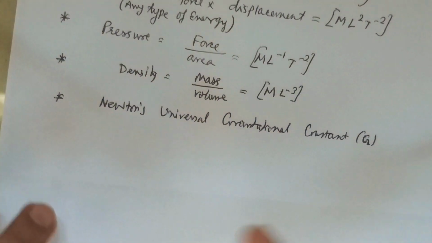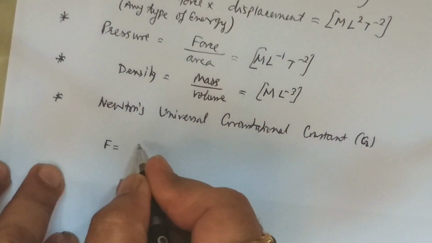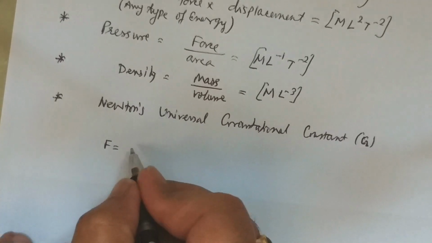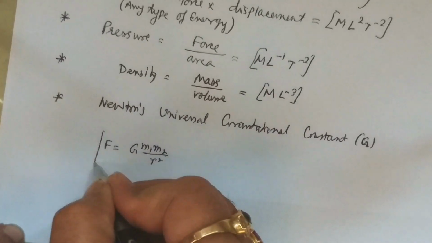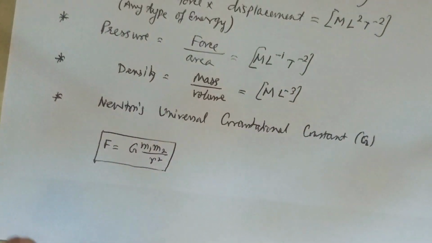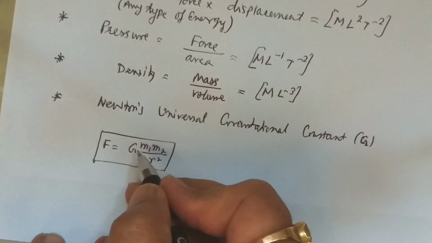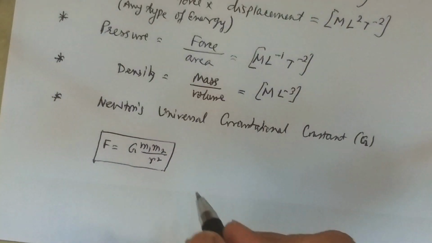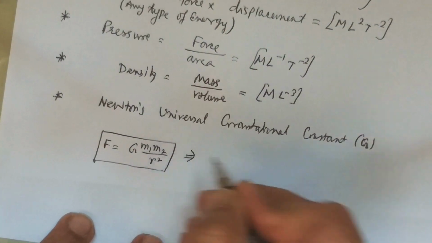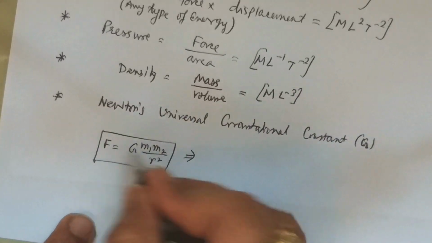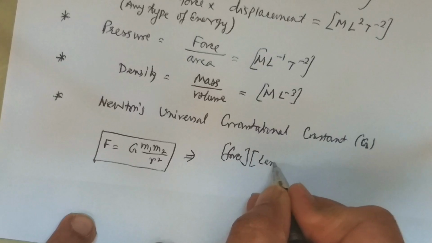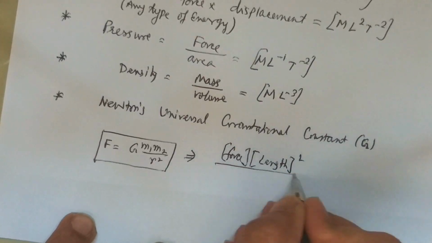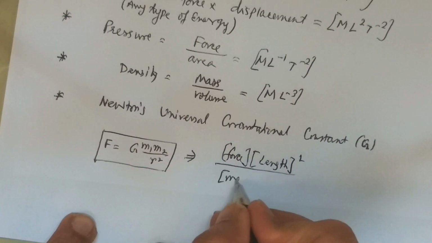So what is this? See, the force between any two particles of masses m1 and m2 is given by G m1 m2 divided by r square. So in this universe, this is a universal law. So this capital G is basically called the universal gravitational constant. So how much should it be? It will be equal to force into distance square, that is length square, divided by mass square.